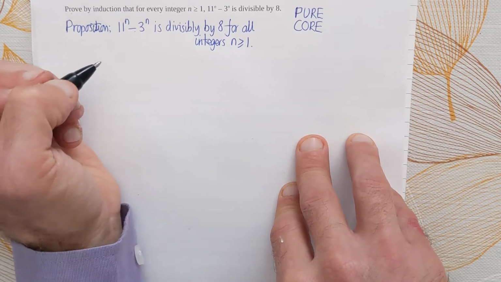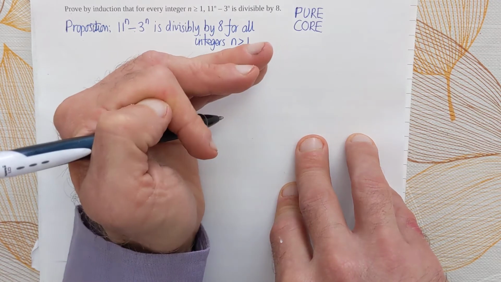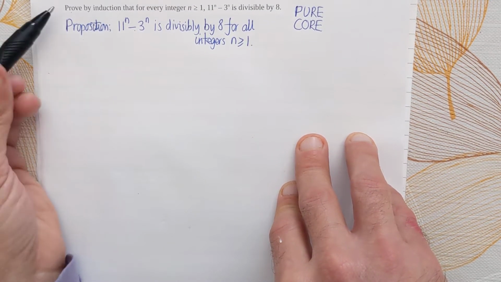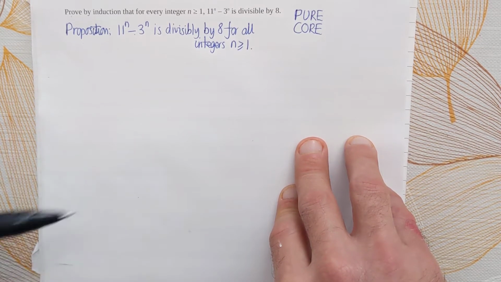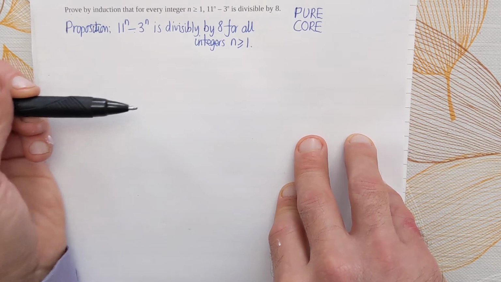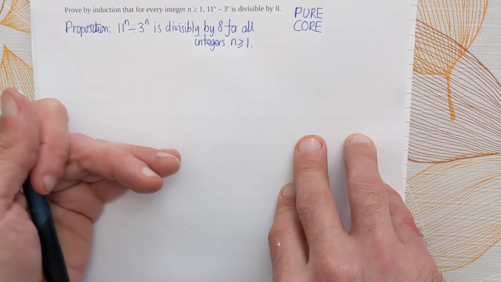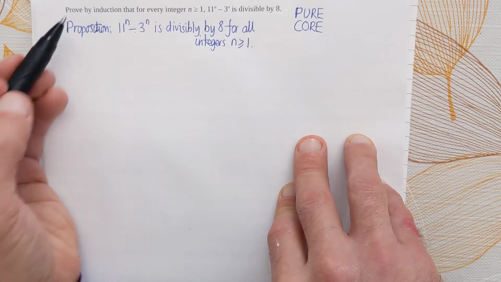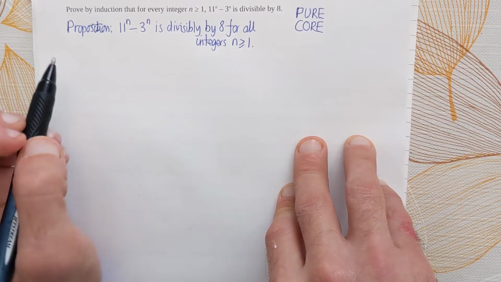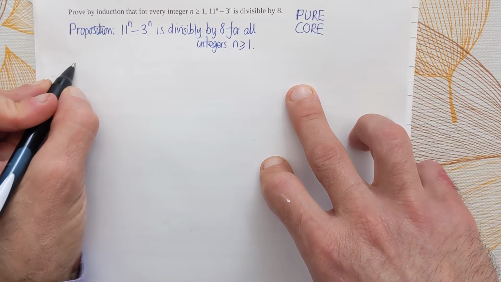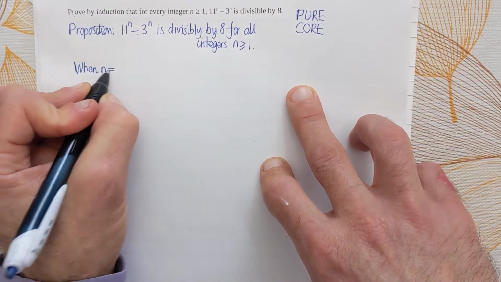I will follow the format of the Pure Core textbook that you will be familiar with. It is important with these proofs that you structure your solution always in the same way. And if you do that, every step follows naturally from the one before. And in a sense, the question answers itself. So after writing down the proposition, we go to what we call the base case.